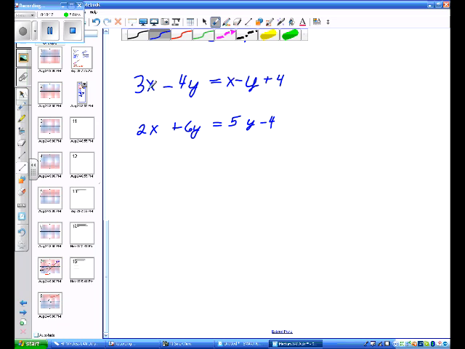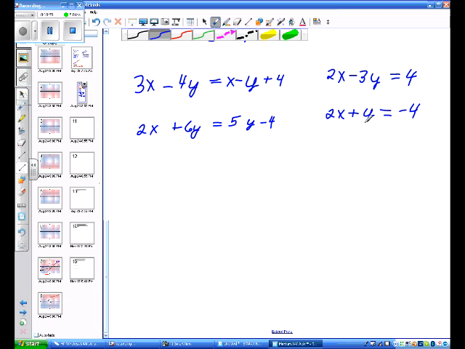So we would need to subtract x, which would make that a 2x. Add y, which would make that a negative 3y, equals 4. Here we would need to subtract 5y. So we would have 2x plus y equals negative 4. Now we can take this system and solve it. So what we want to do is take this equation and solve it for y.